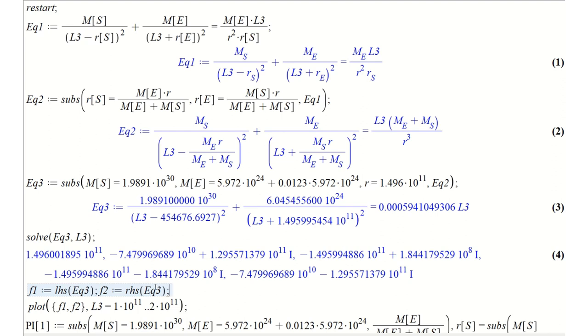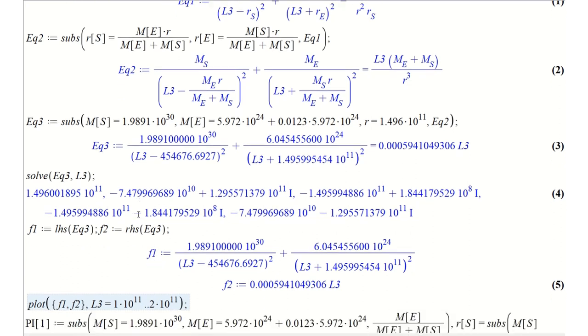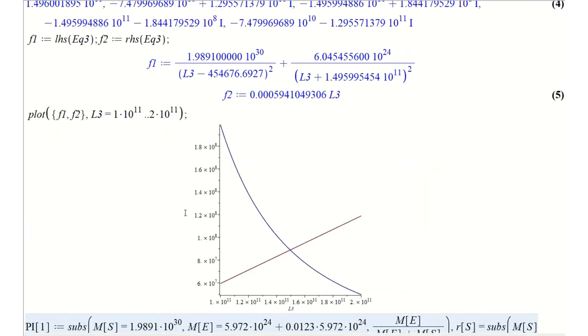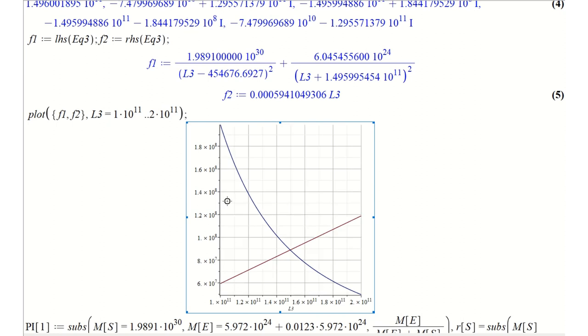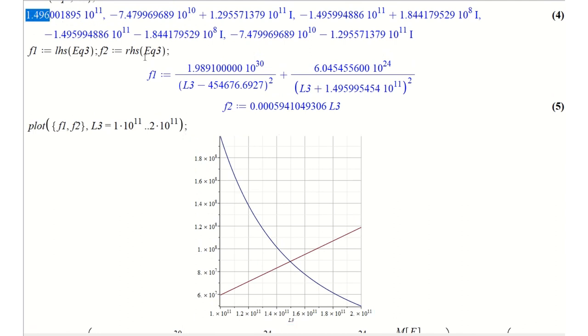Now, I want to take a term of equation 3 left hand side as function 1, f1, and right hand side term as function 2, and then I want to plot these two quantities f1 and f2 where the L3 location we can identify, and I have taken the range where we can identify L3. So here you can see the plot, a nice clear plot, wherein our solution, which is 1.496 into 10 power 11, you can identify that location, 1.496, almost close to the line of 1.5.